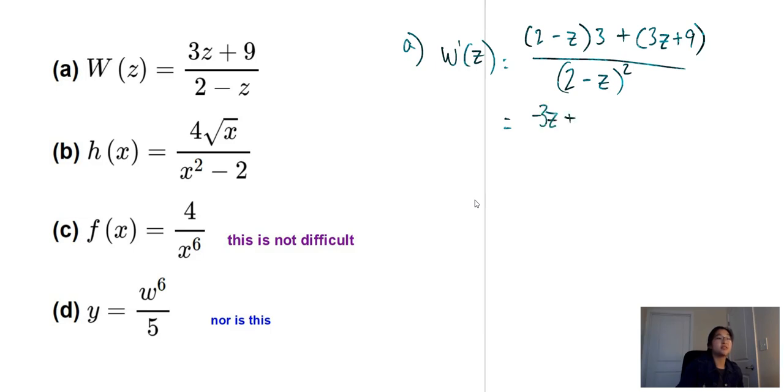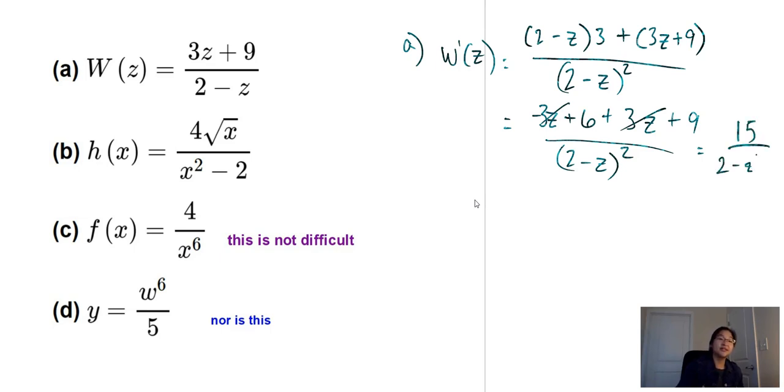What will we get? Like negative 3z plus 6 plus 3z plus 9, and pew pew, those cancel. We get 2 minus z, quantity squared in the denominator, and so this is like 15 over 2 minus z squared. Not always necessary to simplify. In fact, on your AP exam, you're encouraged not to simplify, but in order to communicate well, I think it is best practice to practice simplifying, unless I tell you to just leave it as it is. Yeah, simplifying is good. It's good for you. Builds character.